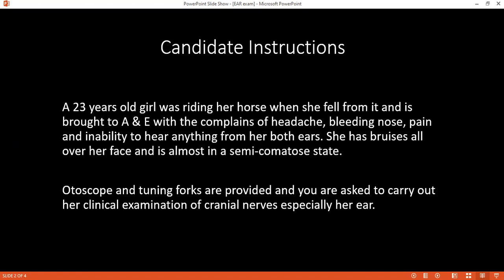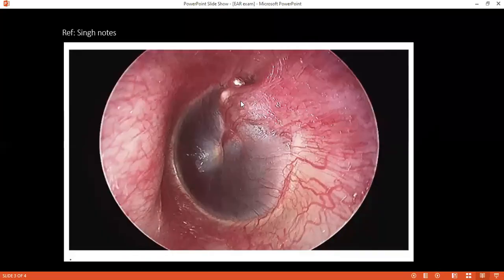What are the treatment options that you can offer this patient? Treatment options, firstly, according to the CRISP protocol, assessment of the airway and management, breathing and management, and the circulation and management.